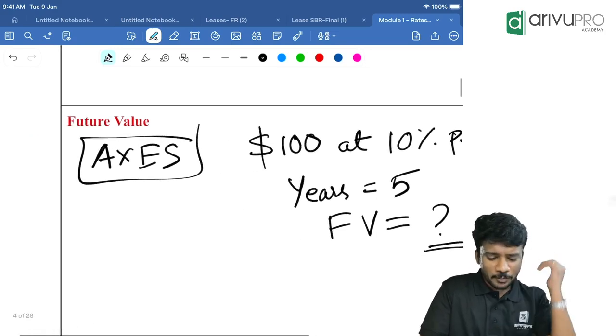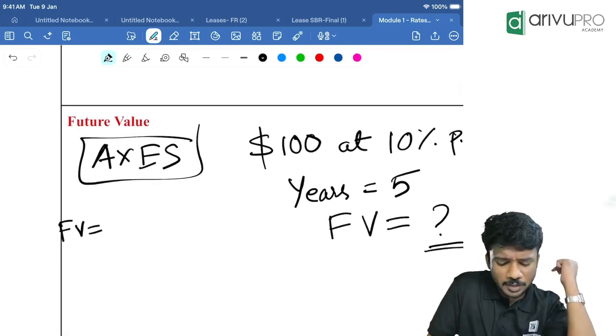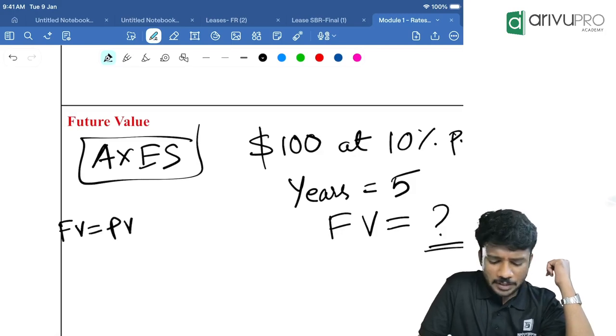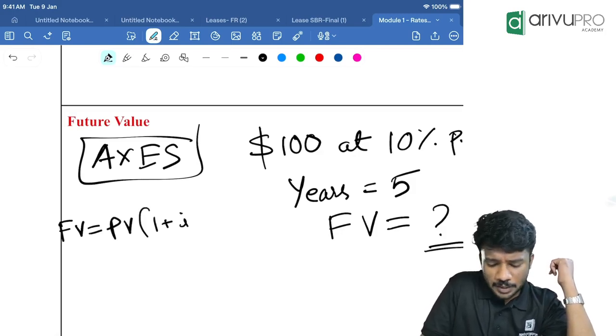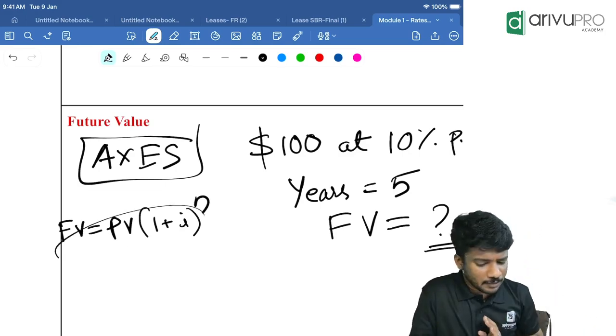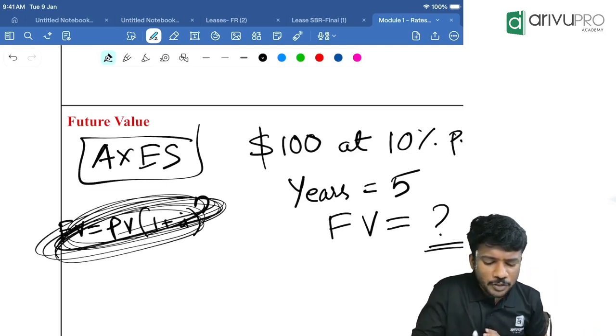If you use the normal formula, the future value will become what? The future value is nothing but present value into 1 plus i the whole power n. You can use this formula and find the answer. But are we going to use that formula?